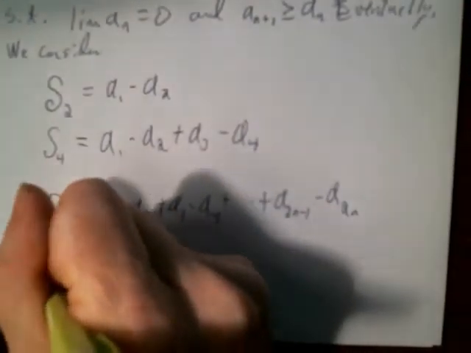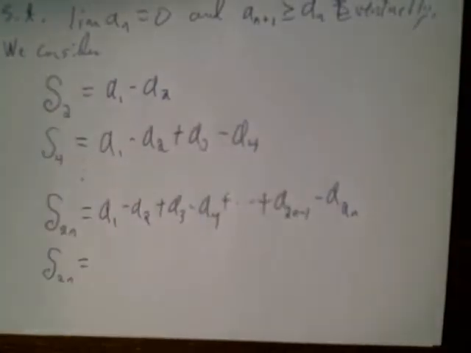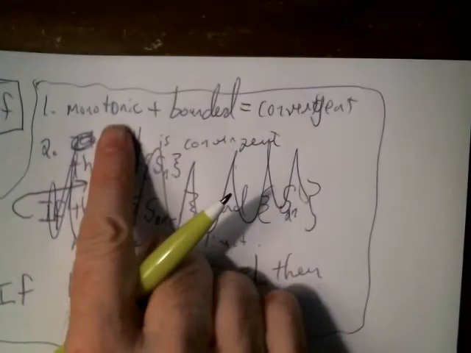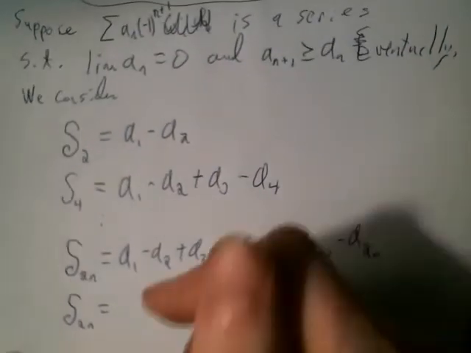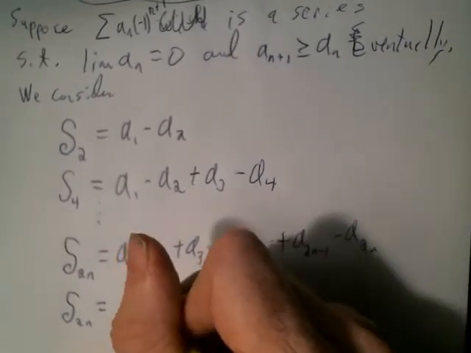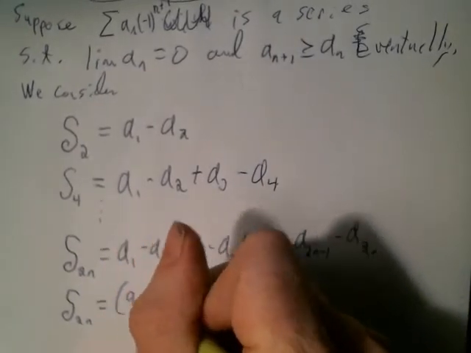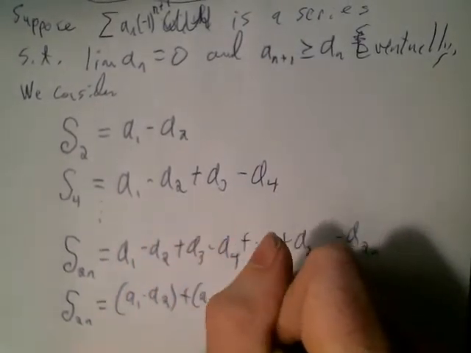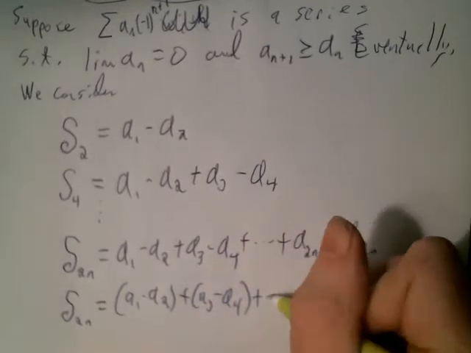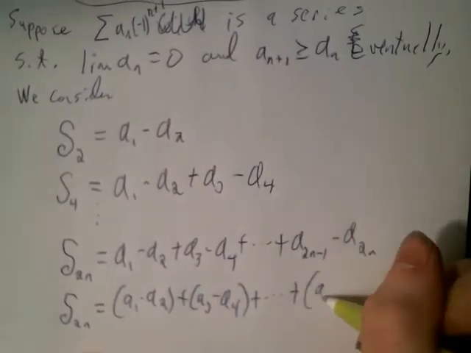So the first rewrite of S sub 2n allows us to see that it's an increasing sequence, okay? Because eventually, if we could show that it's increasing and bounded, it'll be convergent. So to show it's increasing, what you can do is group the terms together. You can group these two terms together, group these two terms together, etc.